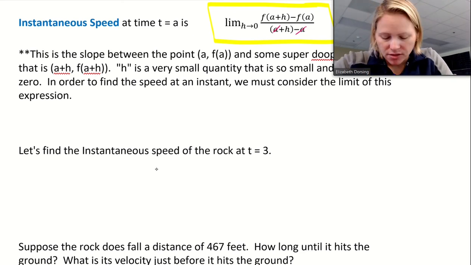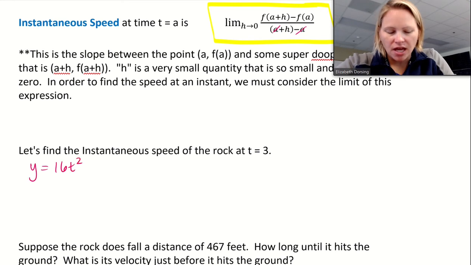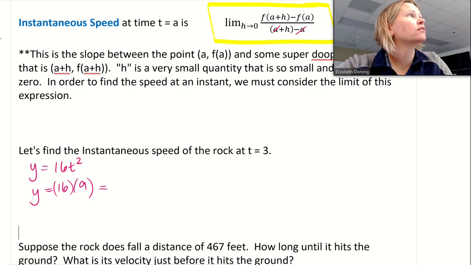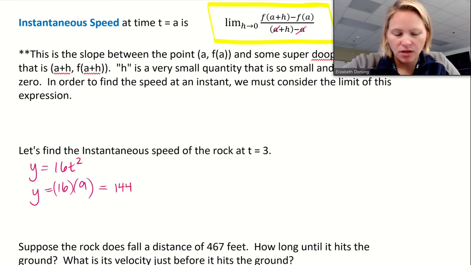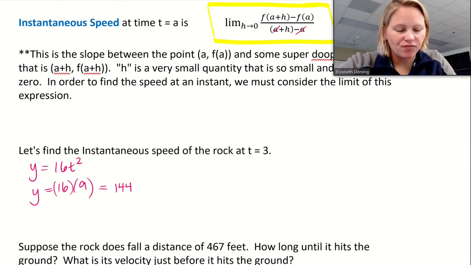So let's find a few things. First of all, here's my equation, 16t squared, and now t is going to be 3. So the distance that I have fallen is 16 times 9. And so I've fallen 144 feet at that instant. And so now I'm ready to set up my limit.